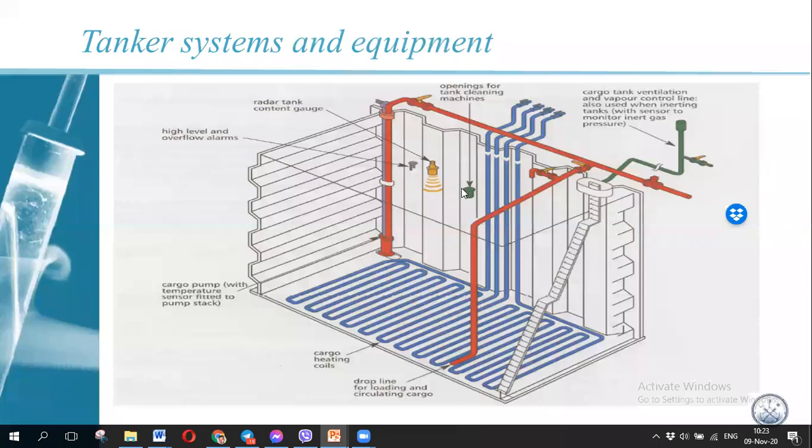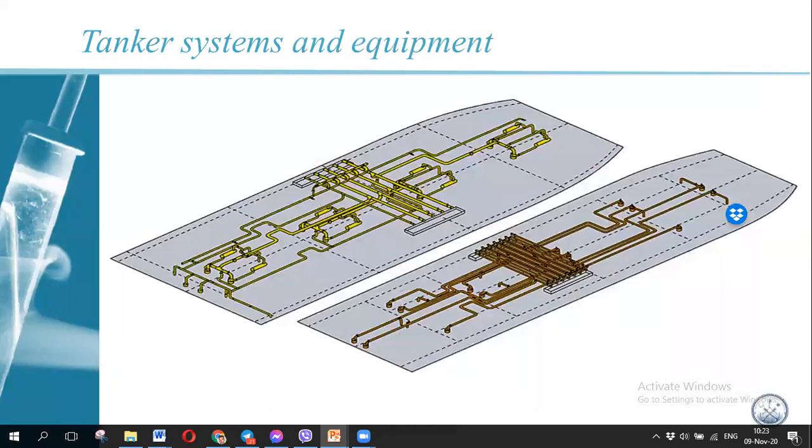Just for your information, here we have radars. That is a tank radar gauge to check the level inside the tank. Here you can see the manifold. That is the manifold structure. The manifold goes from here to the cargo pipeline and goes inside the tank. So that is the simple picture of the deck line.